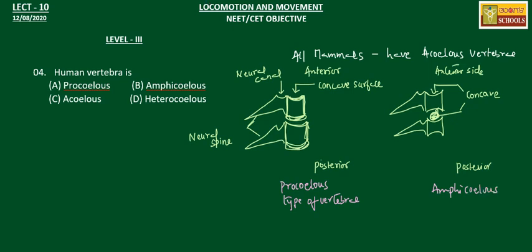Amphicoelous. And coming to acoelous, you don't find any cavity here, so they are flat on both the ends. So you can see here they don't have any cavity.